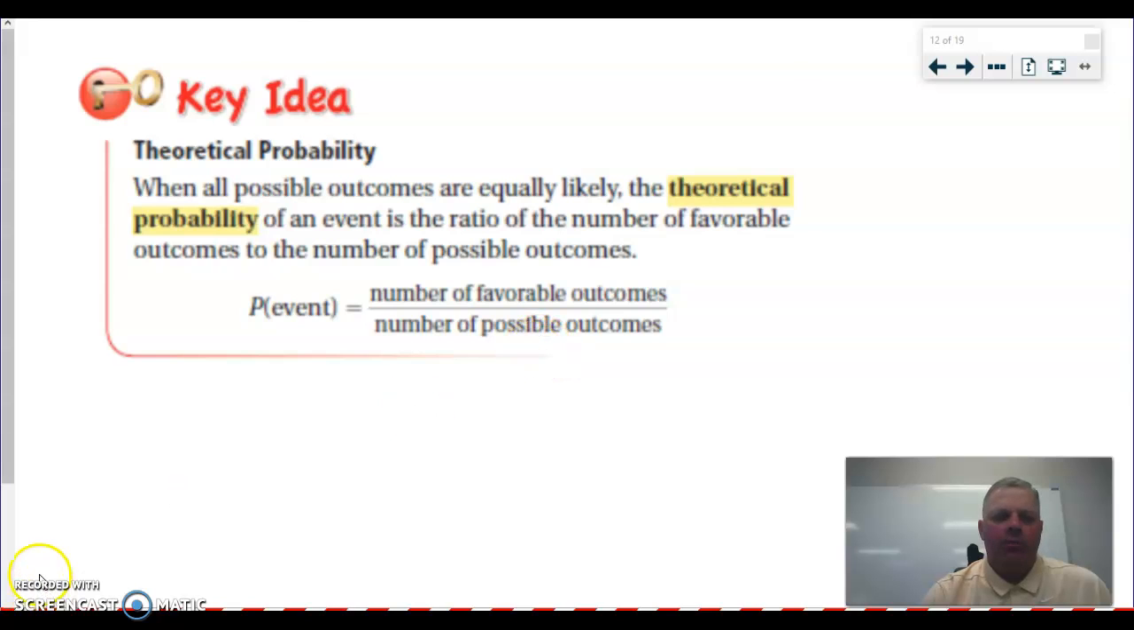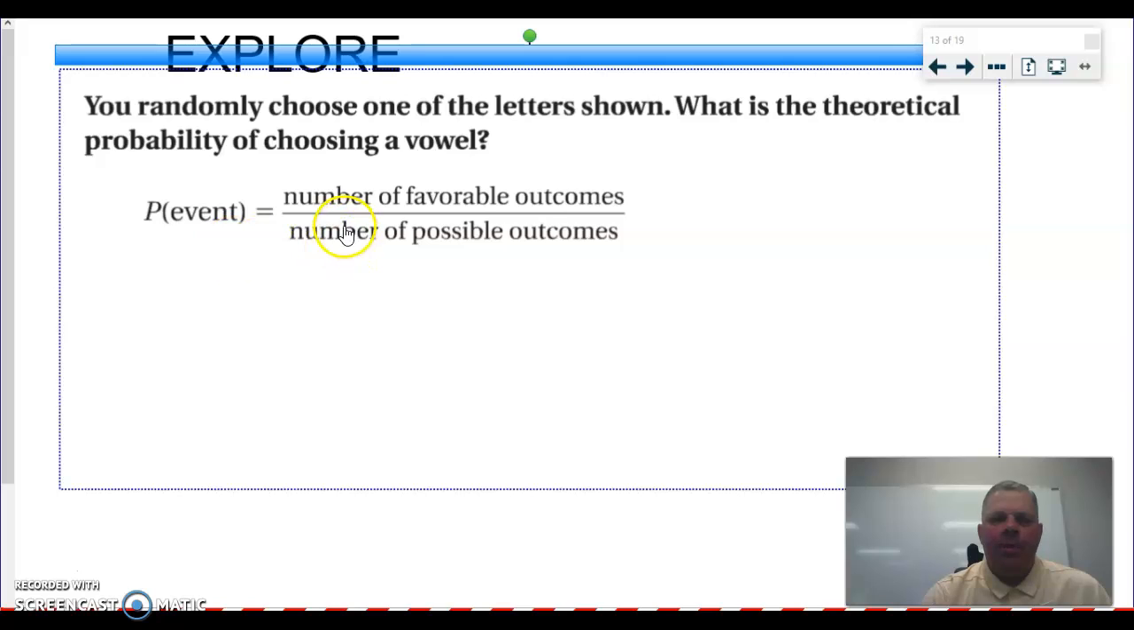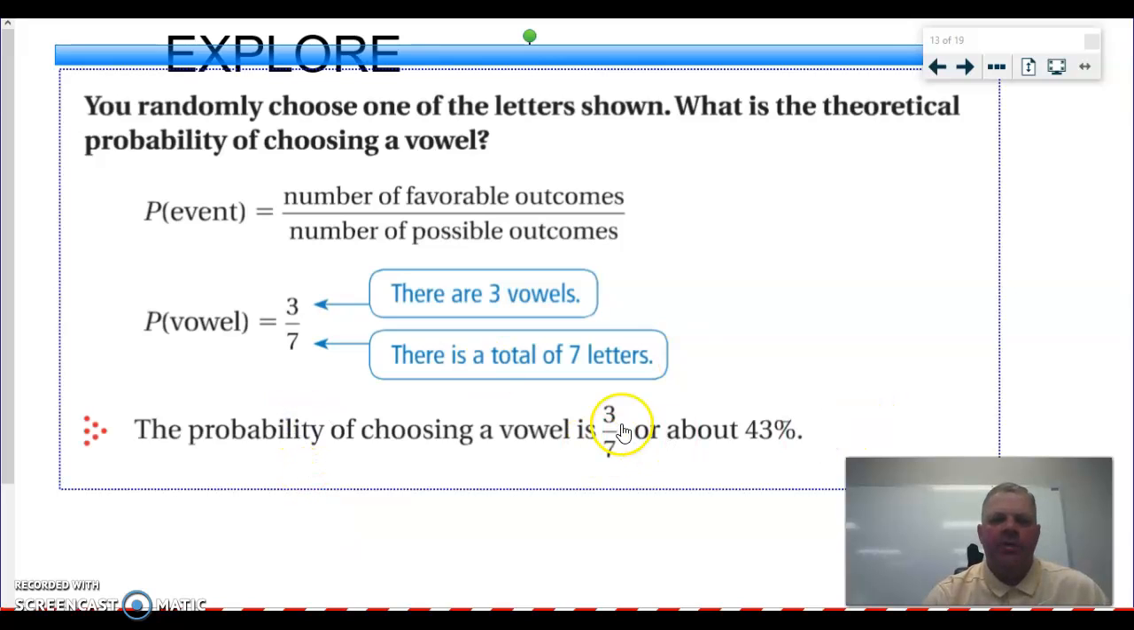Favorable over total. So in this example, we have the word explorer up here. You randomly choose one of the letters shown. What is the theoretical probability of choosing a vowel? So our probability is the number of favorable outcomes over the number of possible outcomes. There are 3 vowels, the E, the O, and the E. Even though there are 2 E's that are the same vowel, there are still 2 chances to choose that. So we've got 3 chances out of the 7, which will give us 3/7 or about 43%.